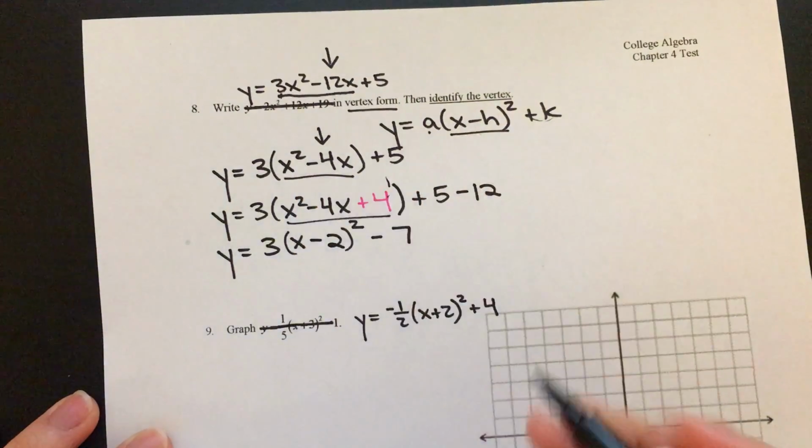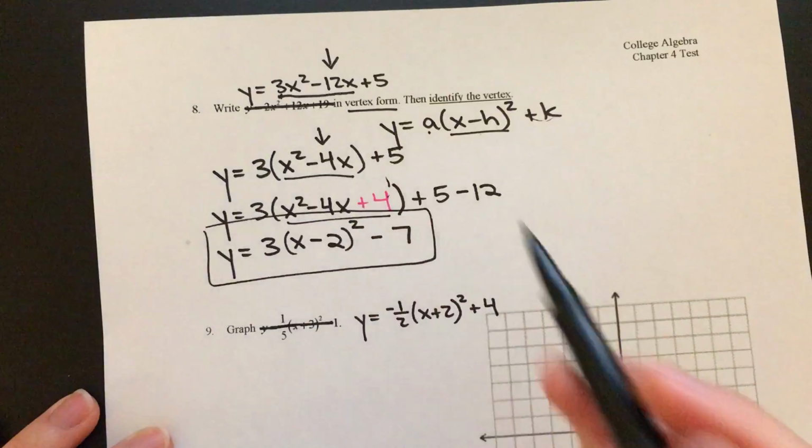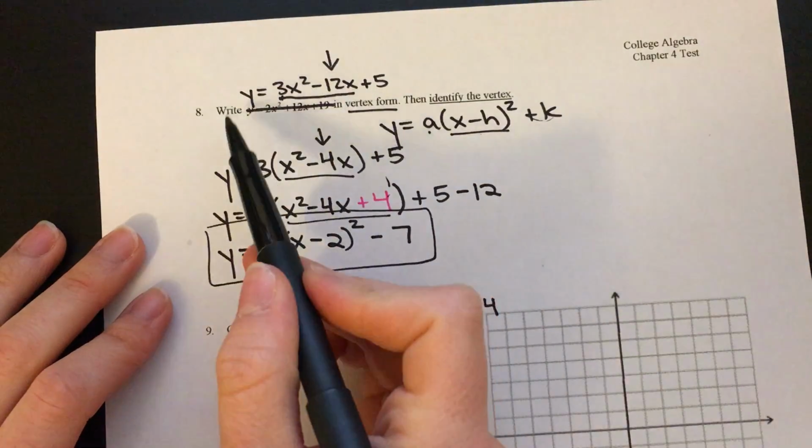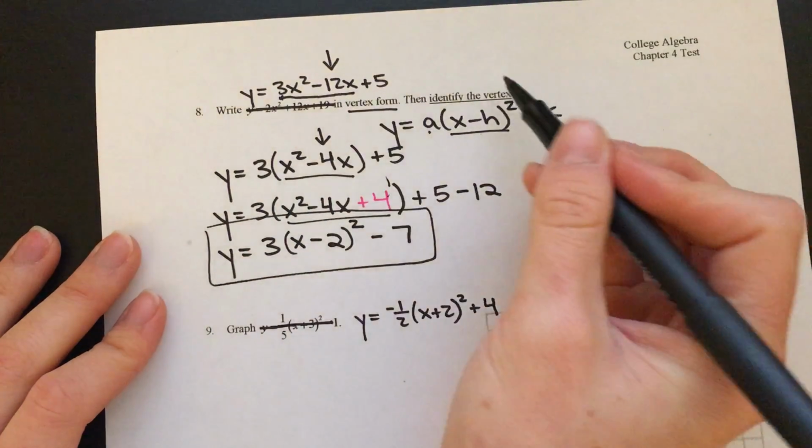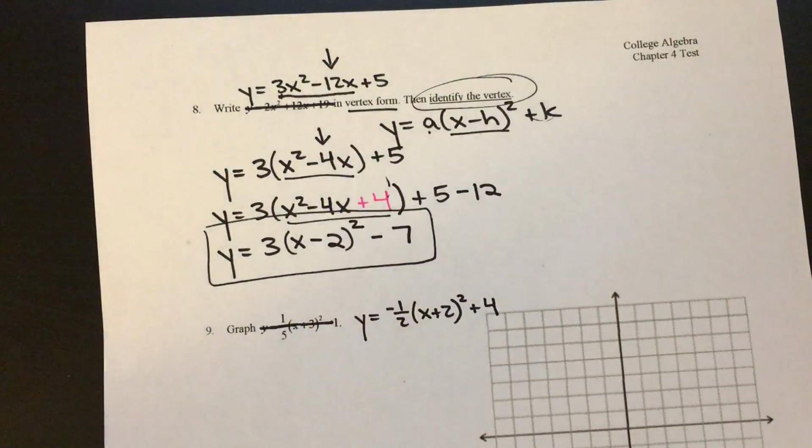And that would be a -2. So that's our vertex form. So you need to go through that process in order to actually write it in vertex form. And then it says, then identify the vertex.